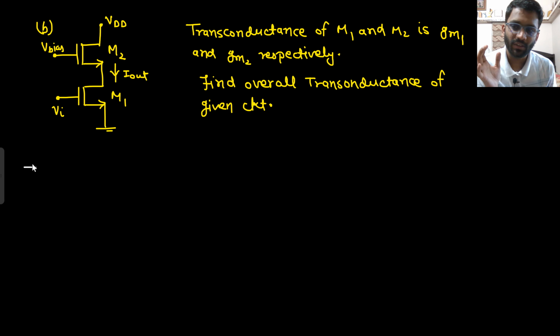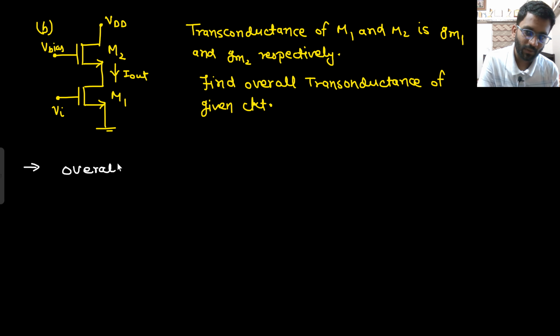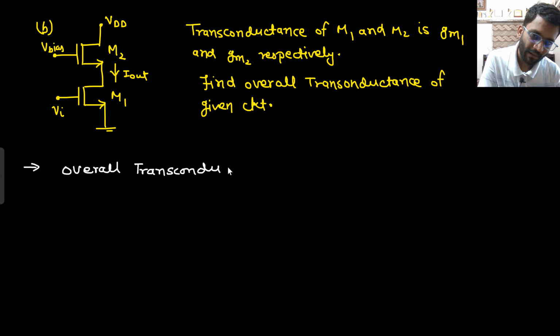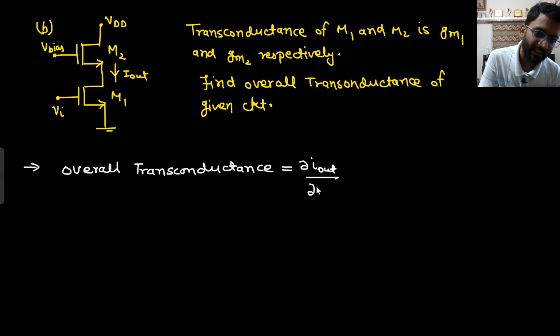Tell me the answer of this particular question. What will be your overall GM? For this whole expression, this is the DC bias, right? So overall GM is del I out by del V in. Overall GM, overall transconductance. Change in output current divided by change in input voltage, that is this. This is your capital GM.